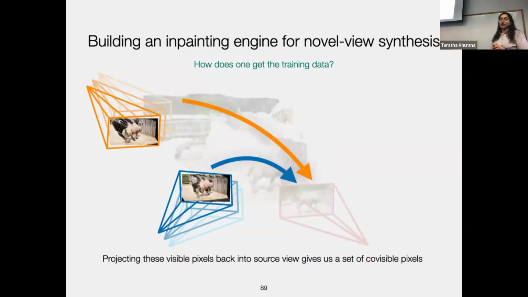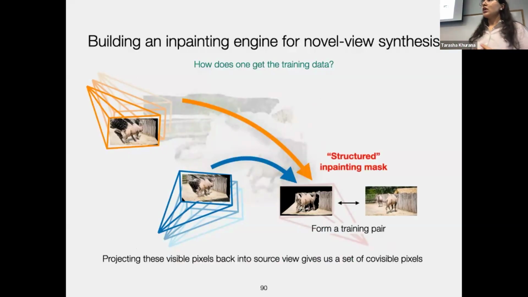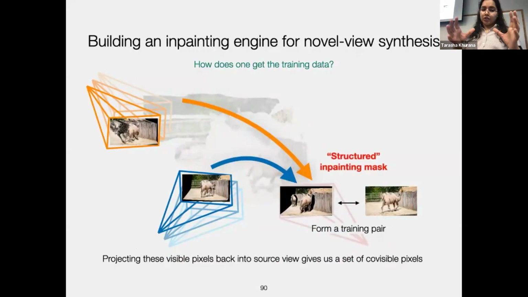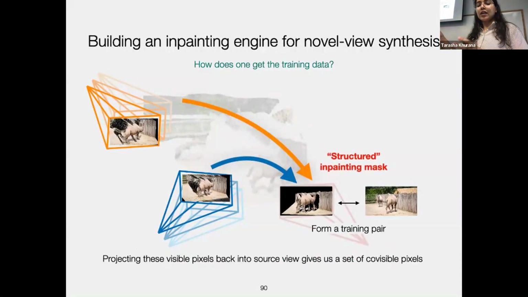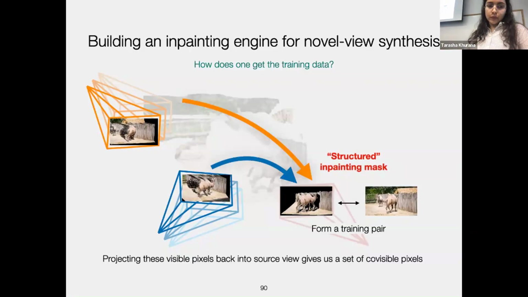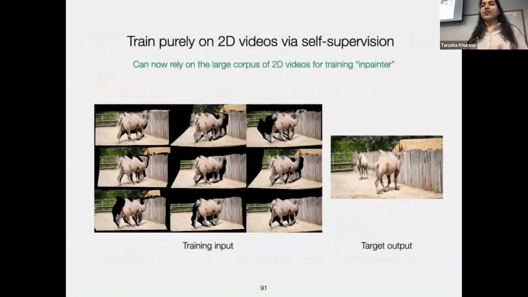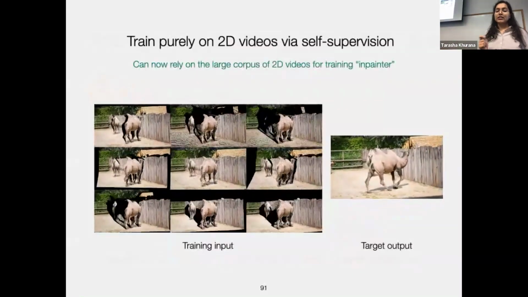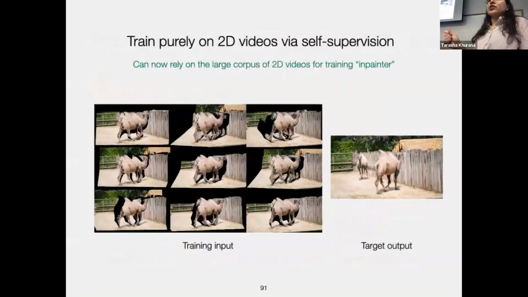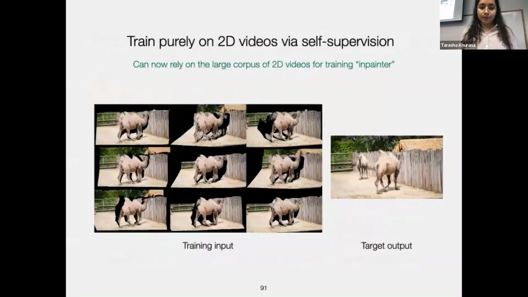So then if you were to project these co-visible points back into the original view, you'd essentially get a masked version of the original video. And this masked version of the original video and the original video itself, they again form an input and output training pair. Unsurprisingly, this self-supervised approach is very scalable because for a single scene, you can choose any number of arbitrary cameras and create any number of in-painting masks.